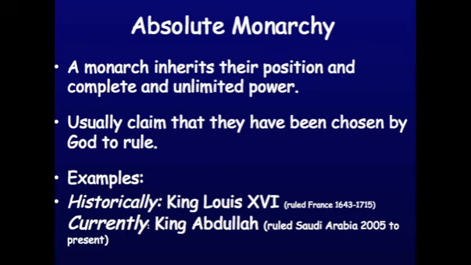The first is an absolute monarchy. This is where a monarch inherits their position from their father or mother. They have complete and unlimited and unchecked power. They usually claim that they've been chosen by God to rule. Historically, an example would be Louis XIV of France. A current one would be King Abdullah from Saudi Arabia.